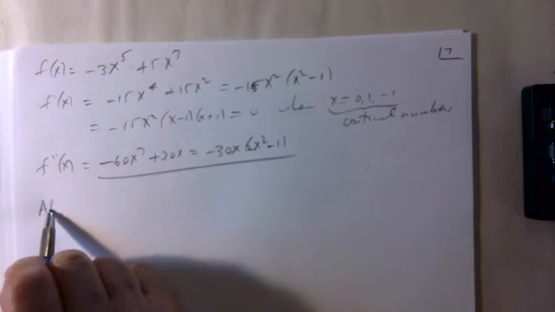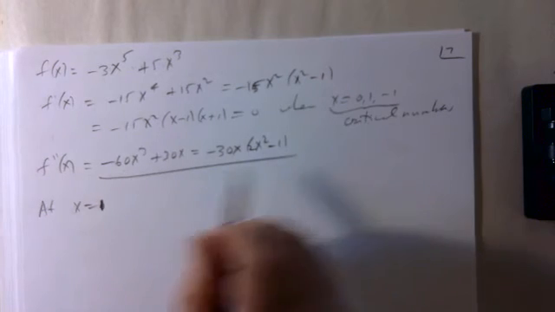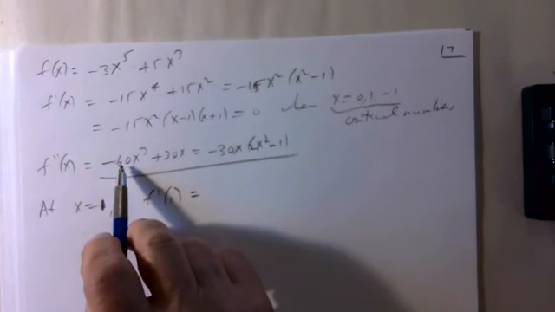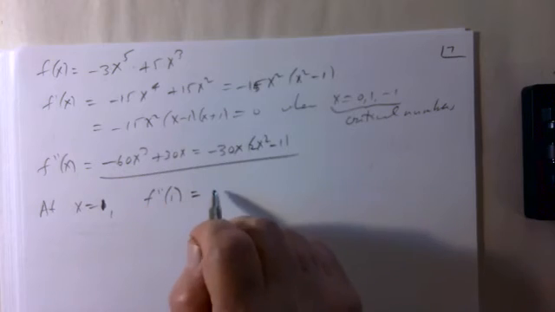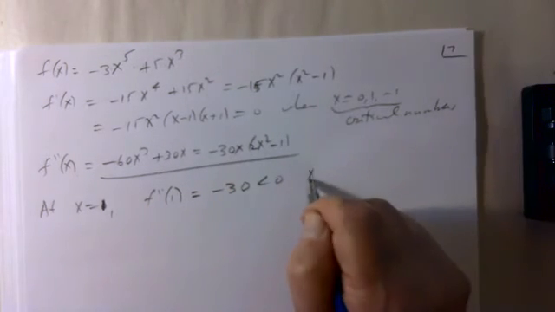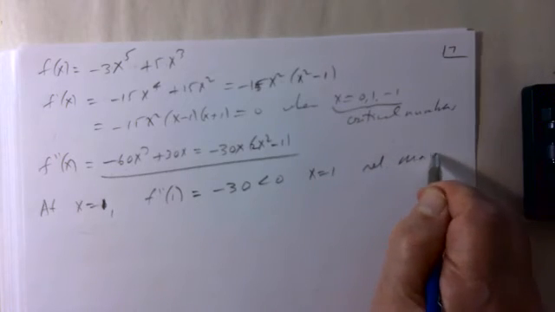So at x equals, let's start with 1. The second derivative at 1 is minus 60 plus 30, which is minus 30, which is negative. So at x equals 1, you have a relative maximum.